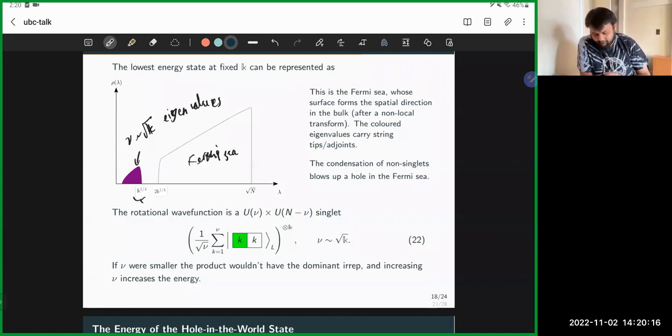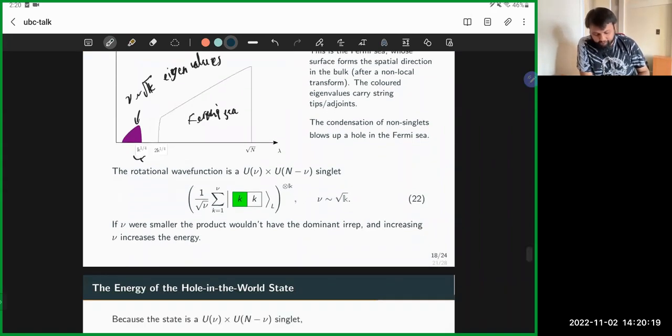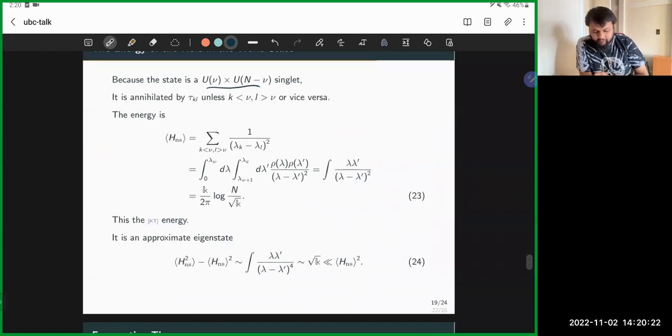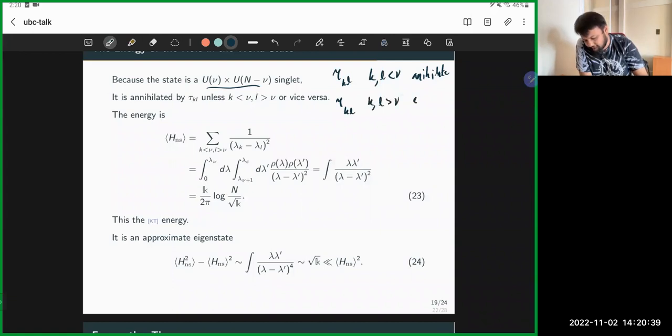So, okay. So now let me give a little more detail. So the state is a U nu cross UN minus nu singlet. What this means is that tau KL less than nu annihilate the state. Similarly, tau KL greater than nu also annihilate the state. Because these are the generators of U nu. These are the generators of UN minus nu. The only guys that don't annihilate the state are tau KL, K less than nu, L greater than nu. They're the only ones that don't.